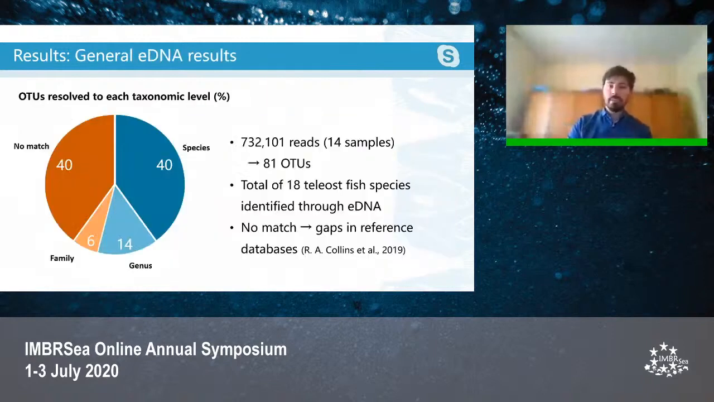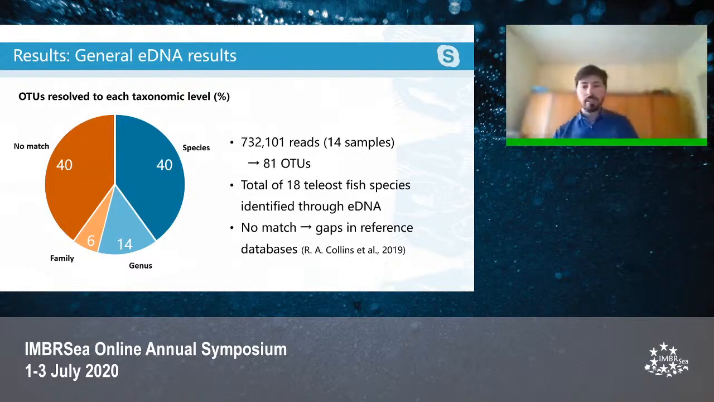For our DNA results, in total, we had 730,000 reads or sequences over 14 samples, which generated 81 OTUs. From identifying these OTUs, we were able to identify 18 fish species. And we can see that 40% of the OTUs were able to be resolved to species level, while 14% to genus and 6% to family. But 40% of our OTUs were not able to be resolved at all.